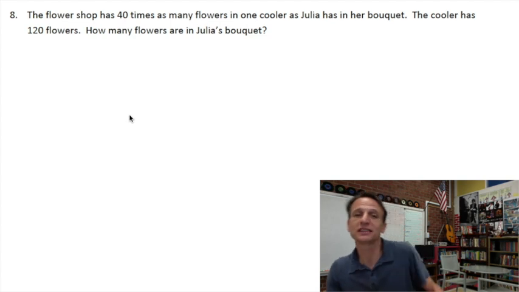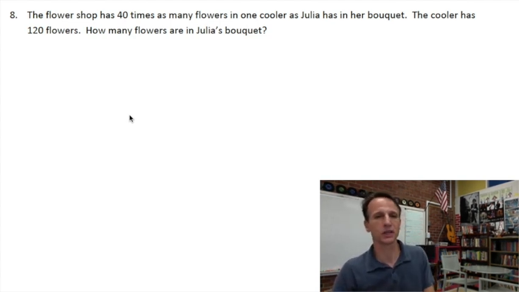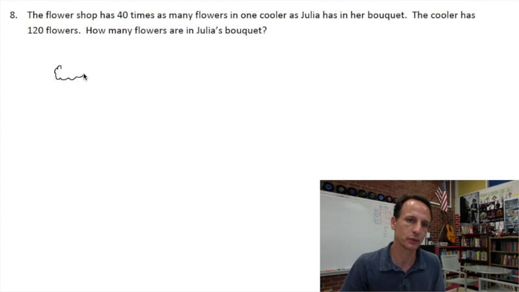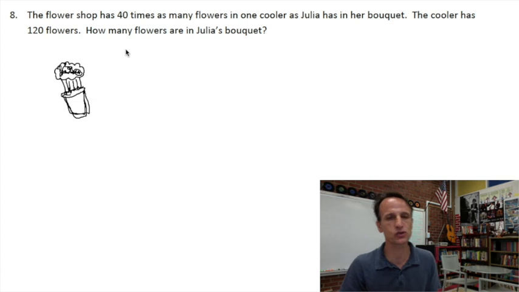And now I've seen students say, oh, we're doing multiplication, 40 times 120, with no thinking. Okay, let's think about it. Let's draw ourselves little pictures, shall we? So think about her little bouquet of flowers. Those are the flowers, there are the stems, and it's in some kind of paper sleeve. But you understand, so that's Julia's bouquet.